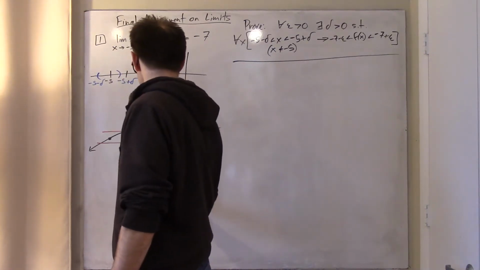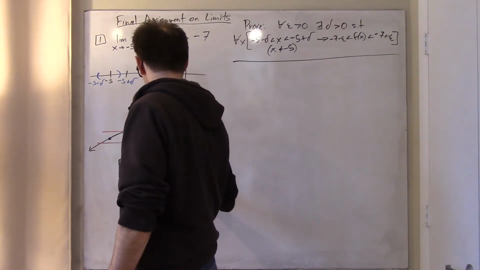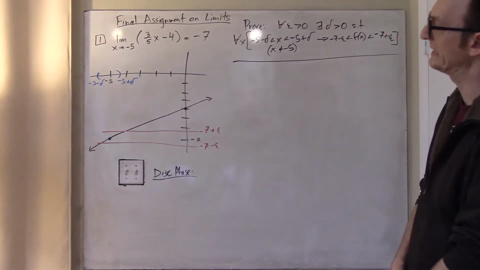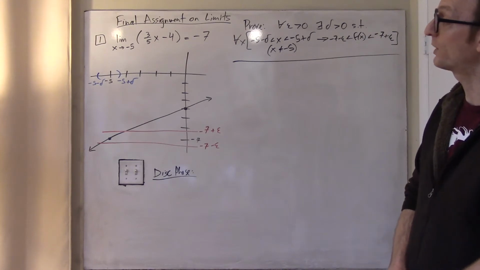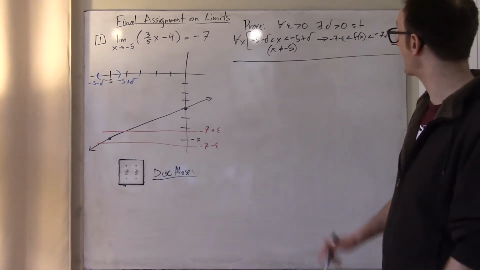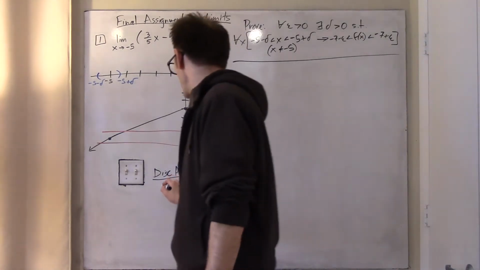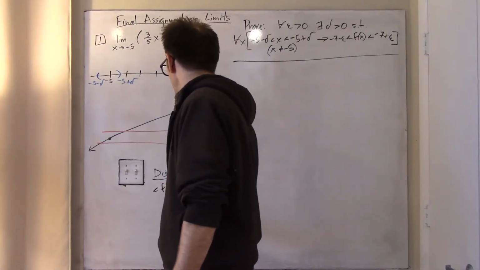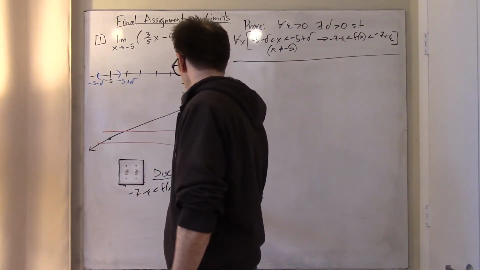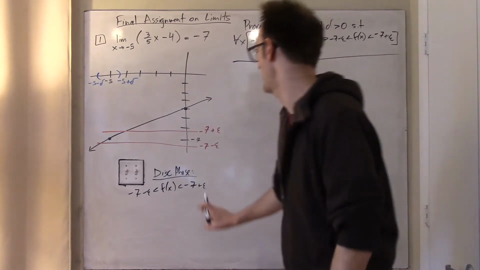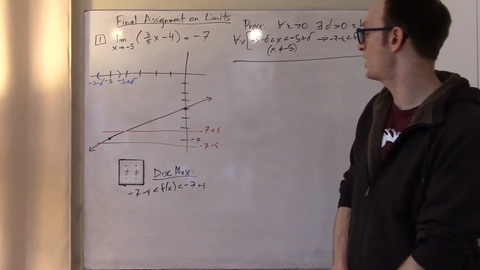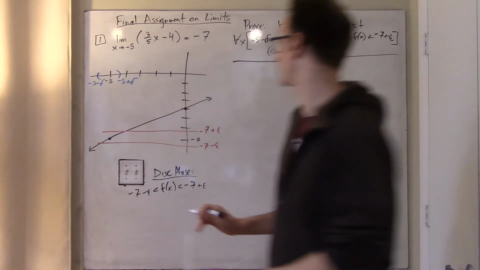So how are we going to do it? With a discovery phase. And in the discovery phase, you work backwards to try to find the delta that will work for a given epsilon challenge. And so to find the delta that will work, I will work backwards. I'll start with the thing I'm trying to prove. So I'm going to start with my function between -7 minus epsilon and -7 plus epsilon. And now, just work backwards. So let's go.